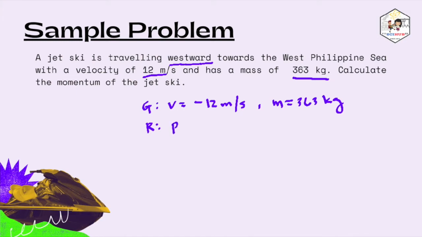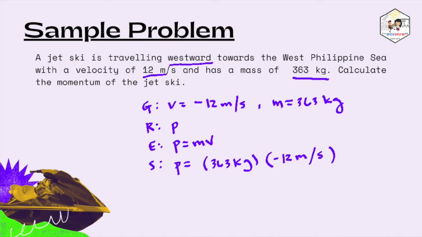So we use P, and the equation that we will be using is the same equation we have been using earlier. So P is equal to M times V. And for our solution, simply substitute the values. So mass is 363 kilograms multiplied with the velocity, which is negative 12 meters per second. And to get our answer, simply again multiply these values together, and we get negative 4,356 kilogram meters per second.